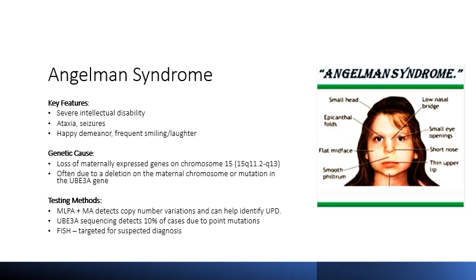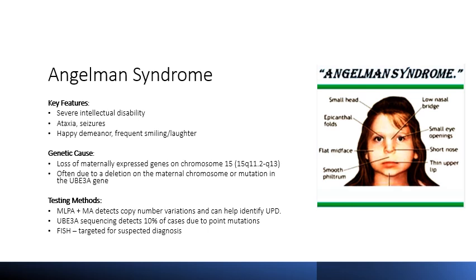The genetic cause, as I mentioned, is a loss of maternally expressed genes on chromosome 15. The region is exactly the same, 15q11.2 to q13, as Prader-Willi syndrome, and is often due to a deletion on the maternal chromosome or a mutation in the UBE3A gene.